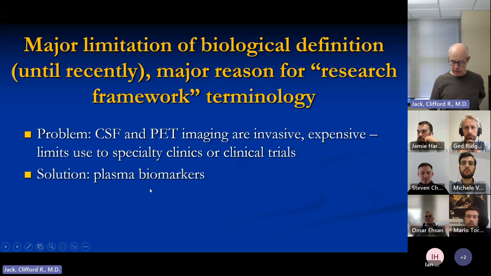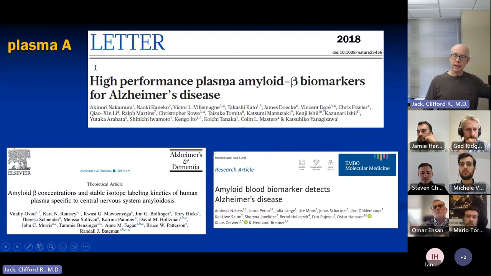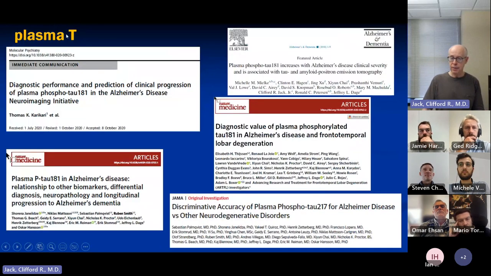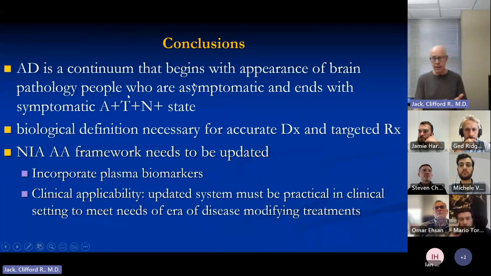The obvious solution is plasma biomarkers, which did not exist at the time, but very shortly after the research framework document was put together, papers started to appear in the literature indicating good performance of plasma biomarkers in the A or amyloid category, good performance in the T category, particularly p-tau217, 181, and more recently 231, and good performance of biomarkers in the N or neurodegeneration, neuronal injury category, particularly neurofilament light. So this is my last slide.